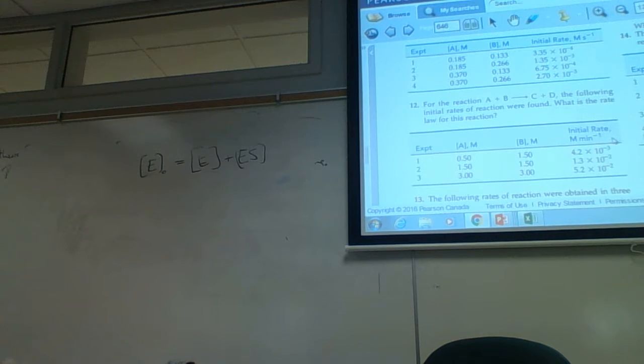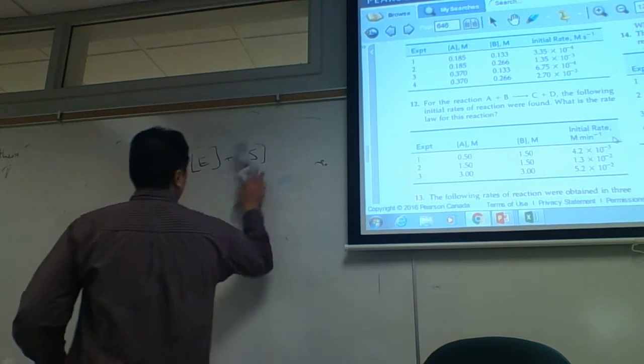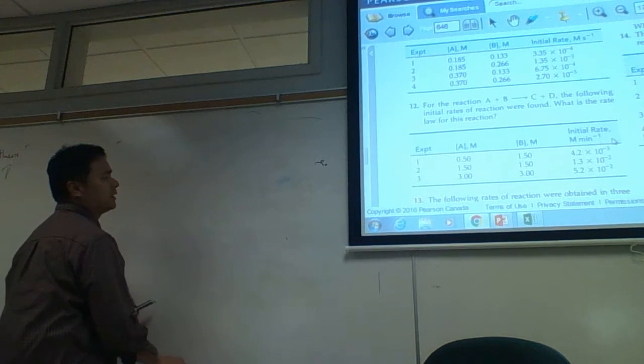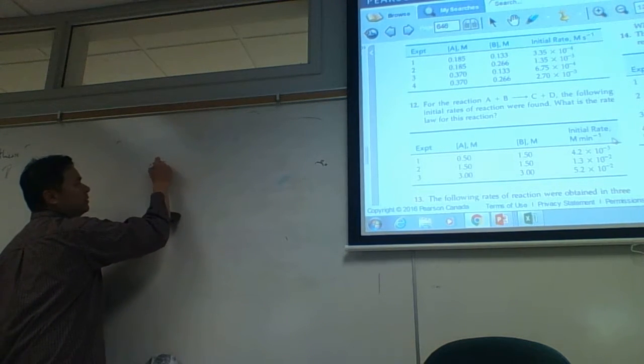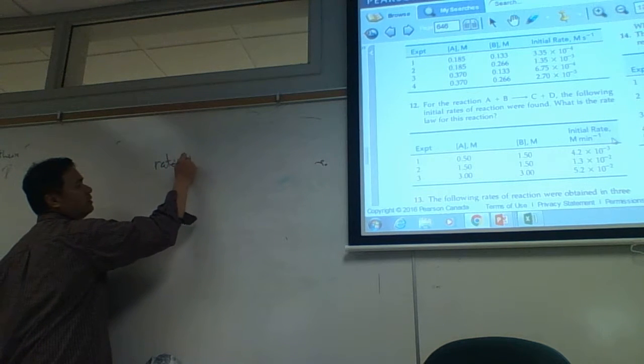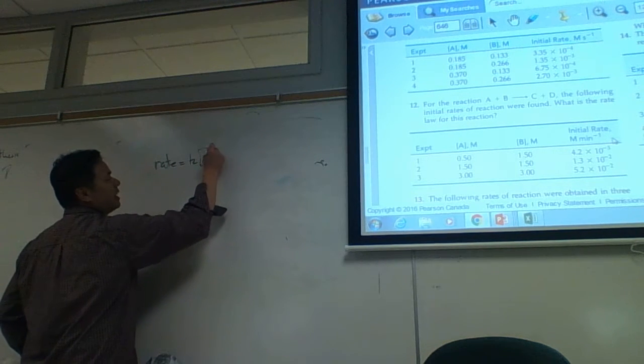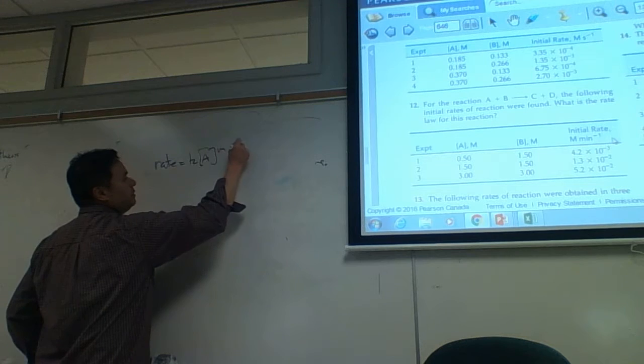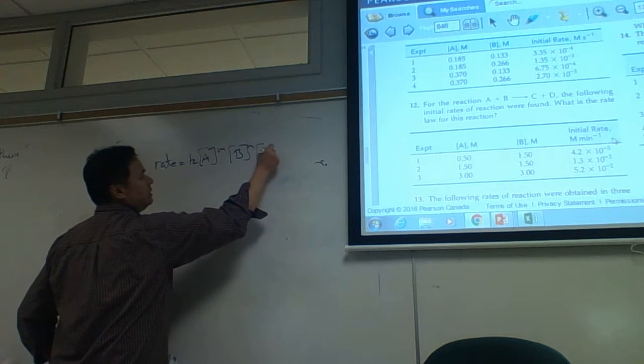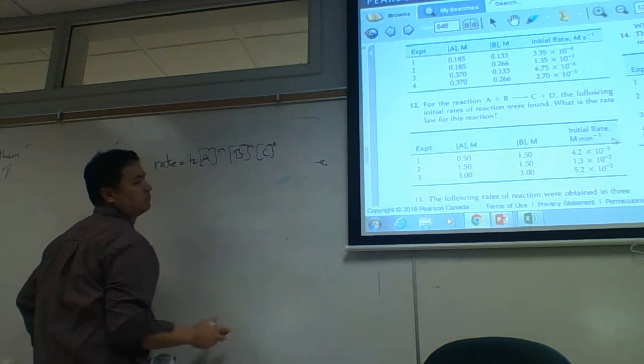Chapter 14, number 14. The following data are obtained for the initial rates of reaction A plus 2B plus C yields 2B plus E. And so this is multiple reactants. For multiple reactants, the only thing we're going to get is the rate law. So the rate is going to equal k, [A] to the m, [B] to the n, [C] to the o.